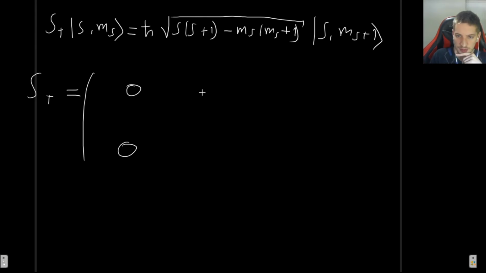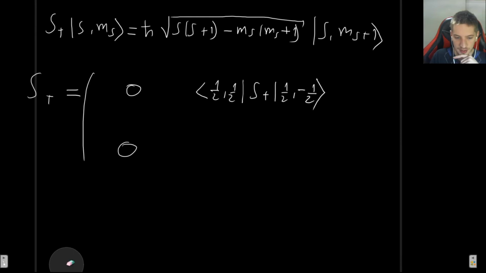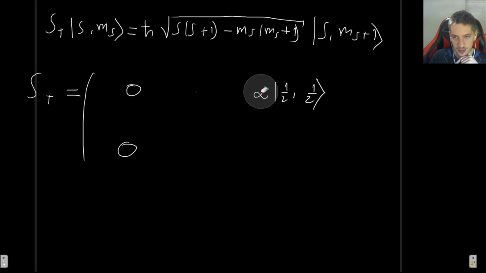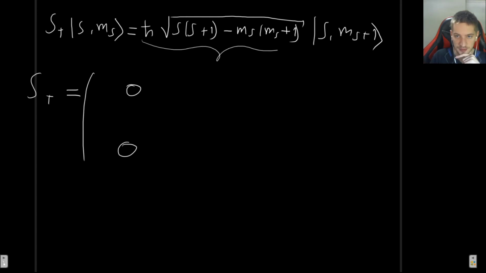Now, what is going to happen here? In this state, we have 1 half, 1 half, S plus, and 1 half, minus 1 half. So now when this operator acts, what we will get is going to be some number times 1 half, and now minus 1 half plus 1 is just 1 half. So this time, this inner product will be 1. So the value of this will simply be the value of alpha. So we actually need to calculate that. And that number is simply what we get from this.